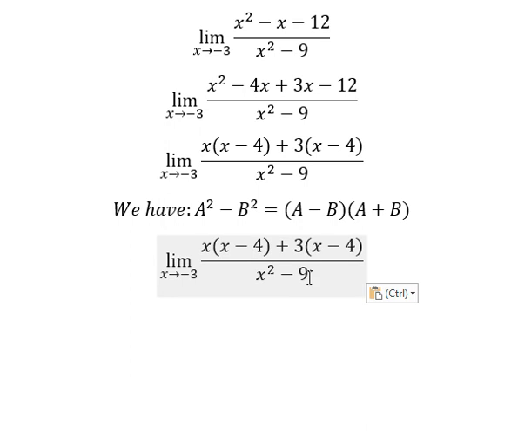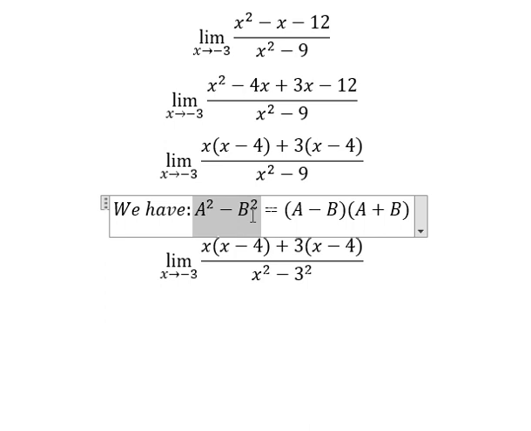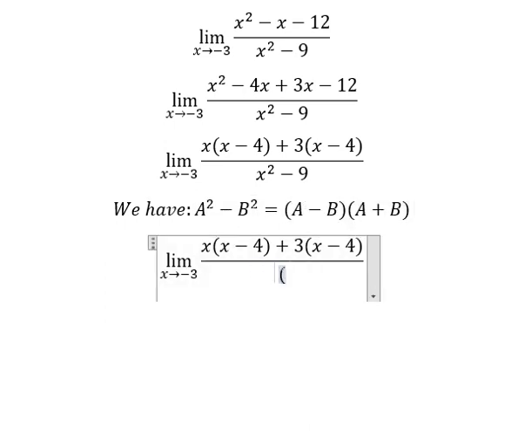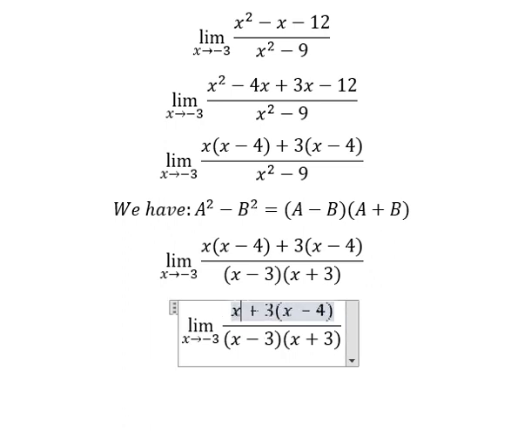So, number 9, that is about 3 to the power of 2. Now, we need to transform this one into this one. And this one that is about s minus number 3 multiplied by s plus number 3. So s minus number 4, s minus number 4, we can do factorization.